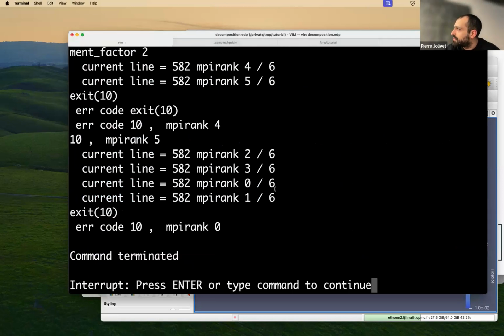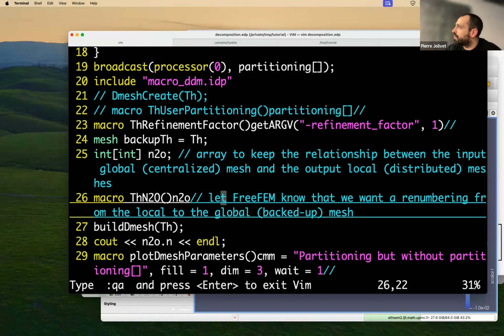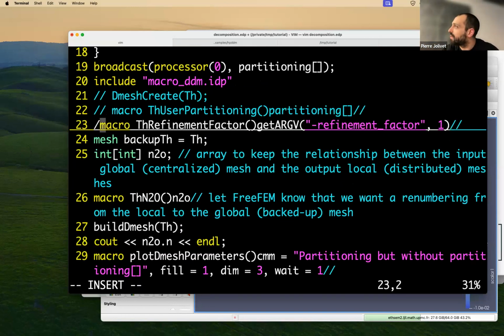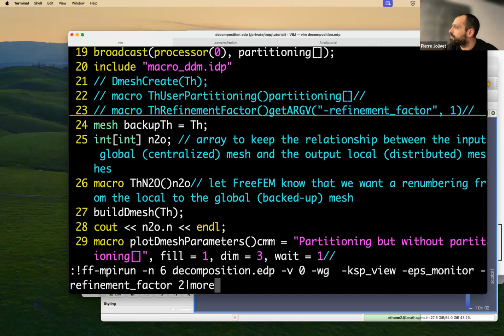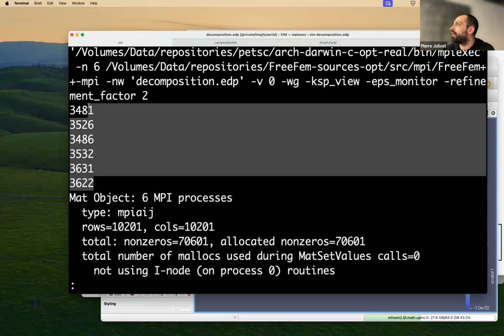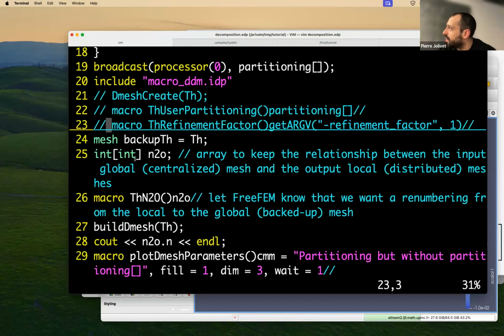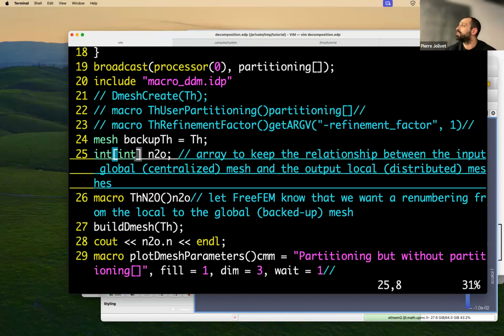Okay. So for the moment, the N2O parameter is not compatible with the refinement factor parameter. So we'll just comment this out. And indeed, the N2O array has been properly filled by the macro build dmesh or dmesh create or whatever its name. So now we will use this to construct the global eigenvectors.